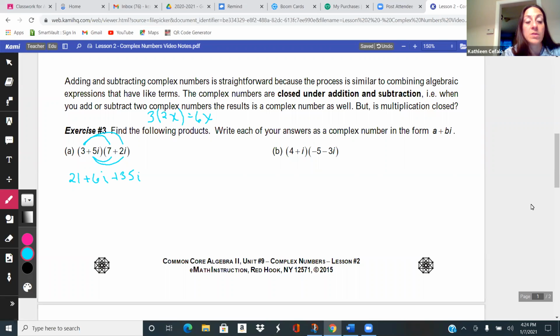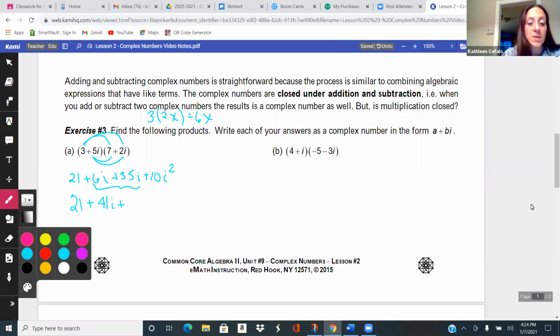And now my last term's 5i times 2i. Okay, well, what if it was an x? Well, we would do the 5 times 2. That would get us 10. The i times i would get you i squared. Ooh, we know what i squared is. Okay, so we're going to have to simplify. So we have 21 plus, let's combine these. So I have a 6i plus 35i. So how about 41i? And now I have plus 10i squared. Well, i squared is really -1. So this is saying 10 times -1. 10 times -1 is a -10.